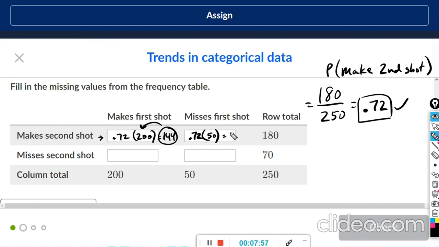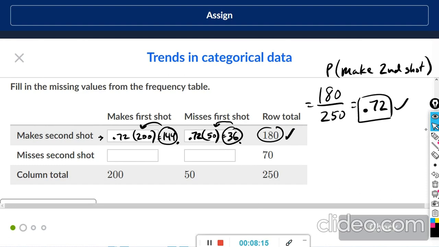Okay, and that's going to be a 36. So those are your two answers in the boxes. If you want to check, make sure that they add to the row total. 144 plus 36 equals 180. So that's how I know those are correct.